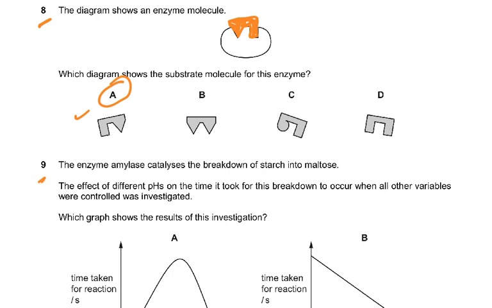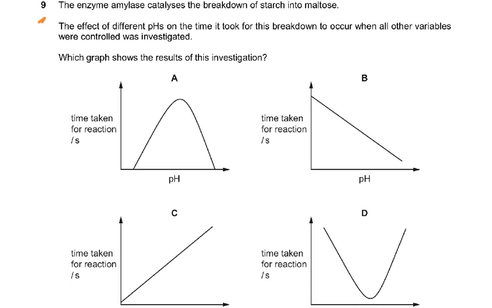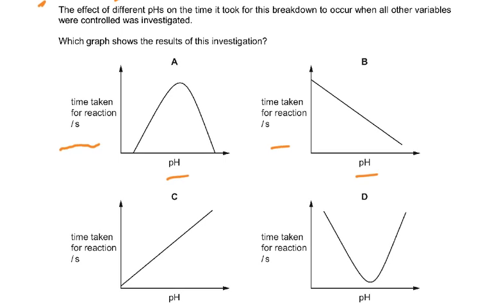Question number 9. The enzyme amylase catalyzes the breakdown of starch into maltose. The effect of different pH on the time it took for its breakdown to occur, when all other variables were controlled, was investigated. Which graph shows the results of this investigation? So you see, enzymes work best at a certain pH. Now, what do you have on the y-axis is the time taken for the reaction, and pH on the x-axis. We've got the same thing on C and D as well. So pH and time taken for the reaction.